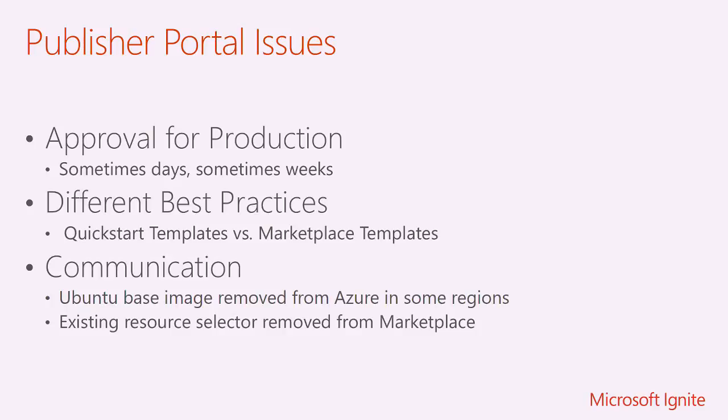in the marketplace, deploy to an existing resource group. So you could scale up and scale down a cluster, and then that just disappeared. It was no longer there, and we didn't know about it. So you can only deploy to new resource groups. So yeah, just a couple of things around communication.